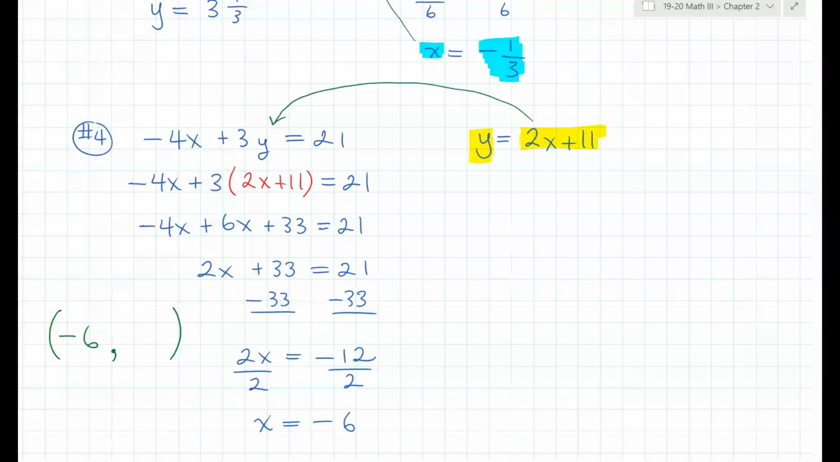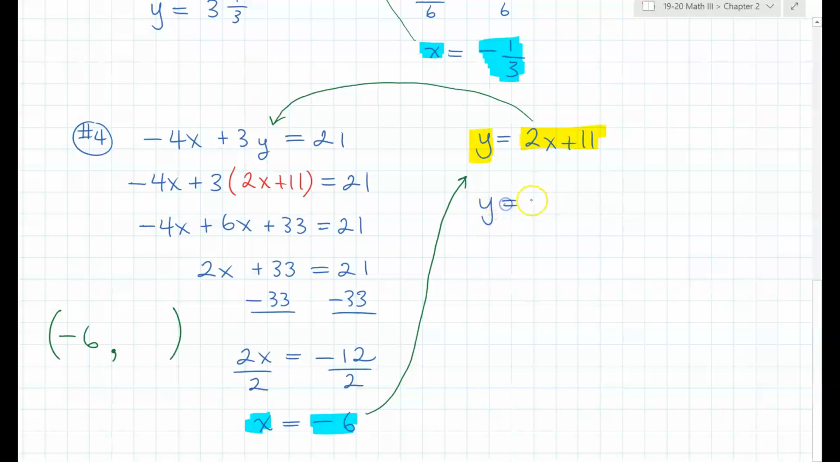So now that I know that x is negative 6, I'm going to throw that back over here. Remember, you're going full circle. You start on one side, you go to the other, you do all your work, and then you go back to where you started, okay? Always go back to where you started. So let's go ahead and do this part right here.